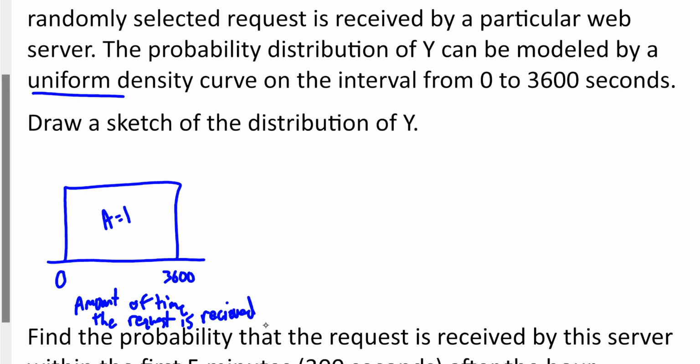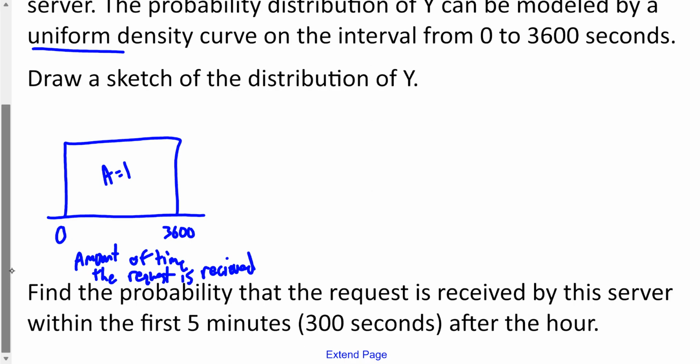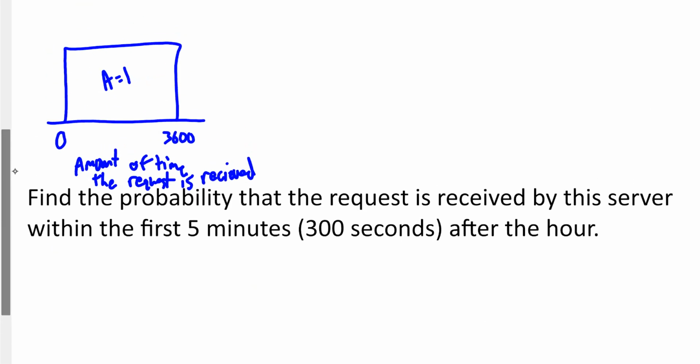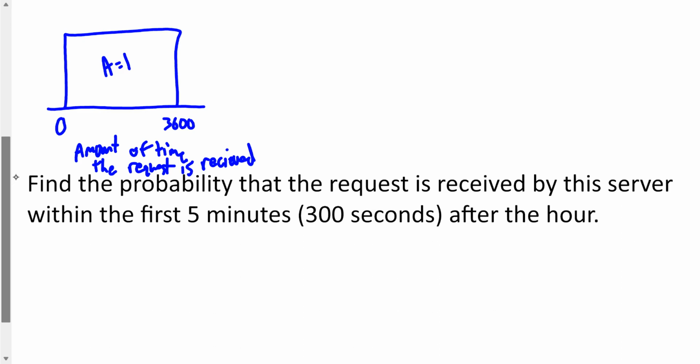Okay, so based off of that situation, we can model it looking like that, and we can answer some things about it, like this question right here. Find the probability that the request is received by the server within the first 5 minutes or 300 seconds after the hour. Okay, so this is in seconds, so maybe I should note seconds. But we're looking for the first 5 minutes, so 300 seconds. So let's just put 300 right here-ish. What's the chance that it's happening in that first 300 seconds? With uniform probabilities, we don't even have to look at the height of it at all, because it's the same height all the way across.